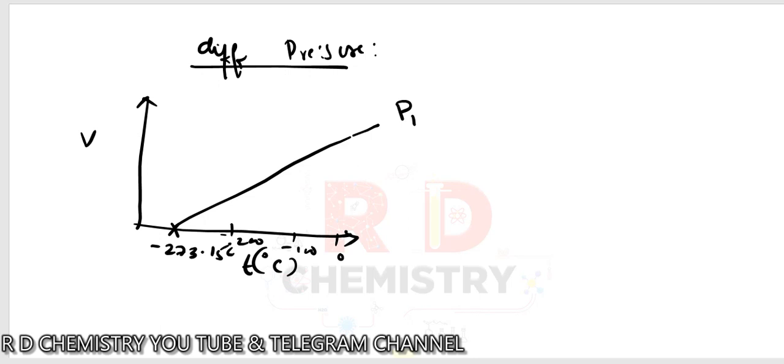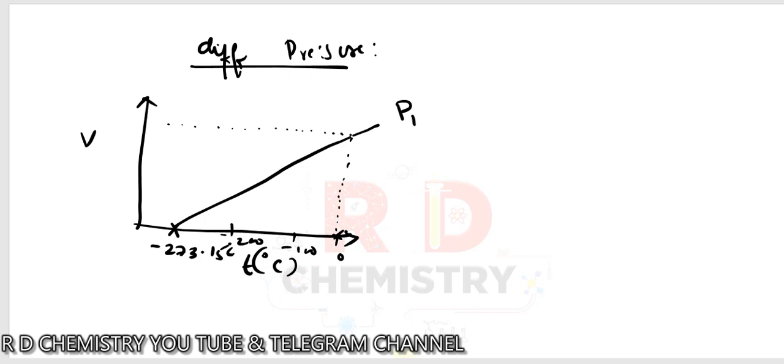Now I'll change the pressure. For that I need to keep the temperature the same. Assume I'm keeping 0 degree centigrade only. P1 is the pressure, with a corresponding volume. What I'll do now is change the pressure at 0 degree only. Let the pressure be equal to P2.